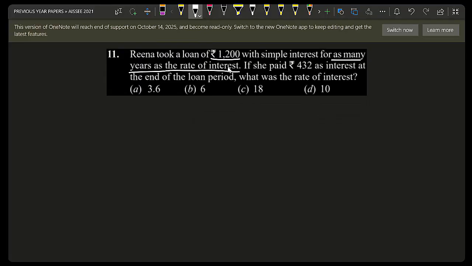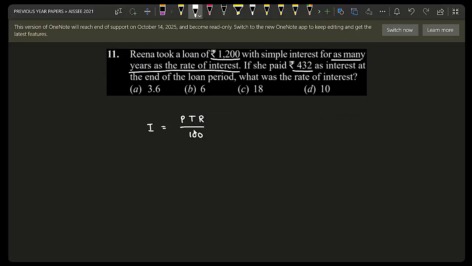As many years as the rate of interest, meaning time period and rate of interest are both the same number. If she paid 432 rupees as interest at the end of the loan period, what was the rate of interest? Very simple question. We know the simple interest formula: I is equal to PTR by 100.